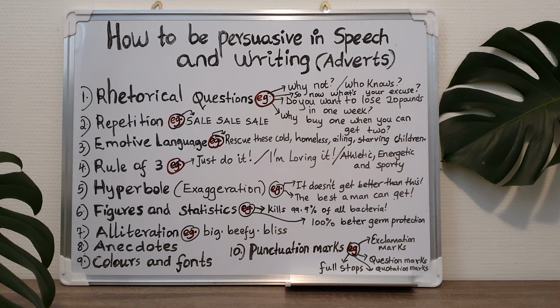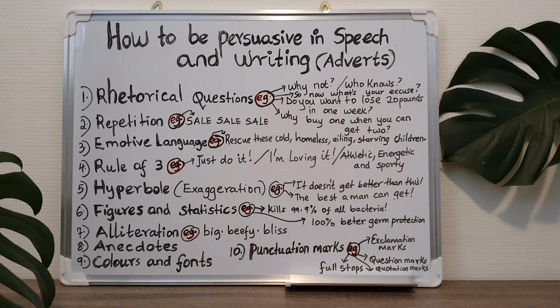Number 8, anecdote. Anecdotes are stories, okay? Especially when you're giving a speech and you want to convince people about something. You could give them a story, a very short story. And the moral of the story should be what you're trying to convince them to do.